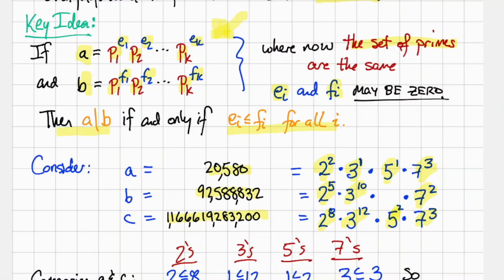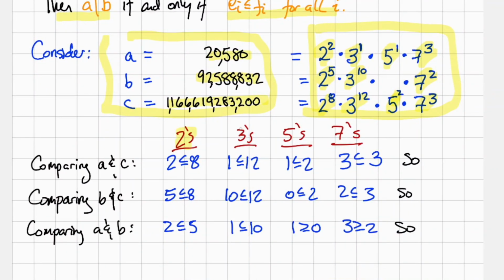If we're just looking at these numerical representations of A, B, and C, it would be really hard to figure out which numbers divide which other numbers. But by looking at the prime factorization, determining whether a number divides another is relatively straightforward. What we need to do is compare the powers of 2, 3, 5, and 7.